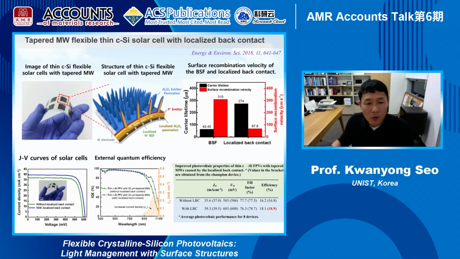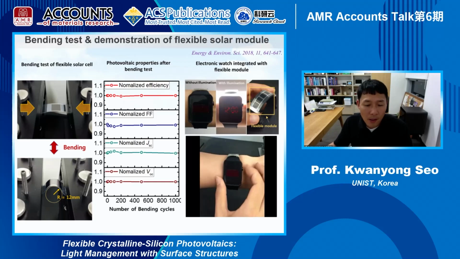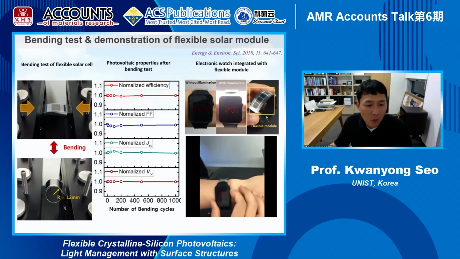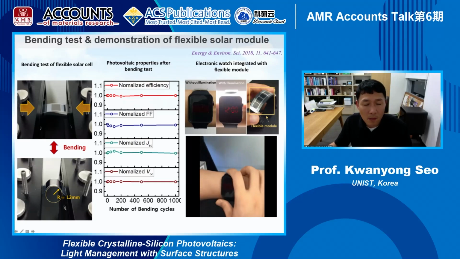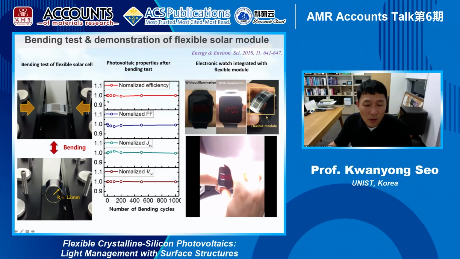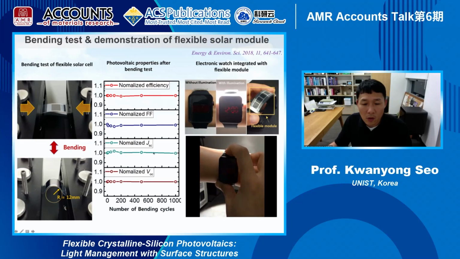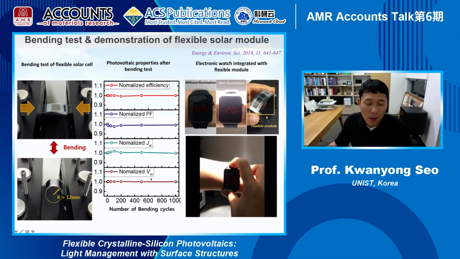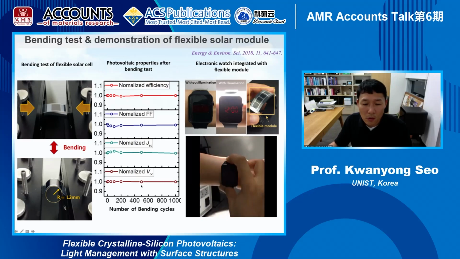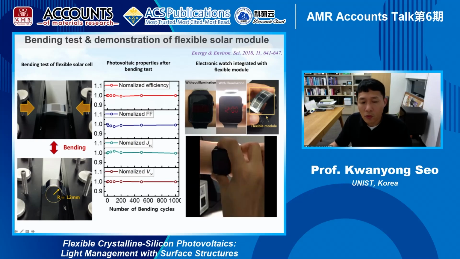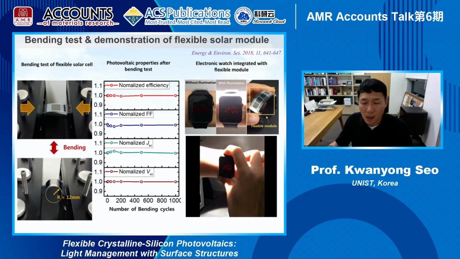And meantime, we also did the bending test, a 1,000-time bending test with this kind of experimental setup. So through the 1,000-time bending test, the overall efficiency was very stable. And then fill factor, short circuit current density and open circuit voltage, all of the photovoltaic parameters were very stable. So it means that this device is very stable during repeated bending test.